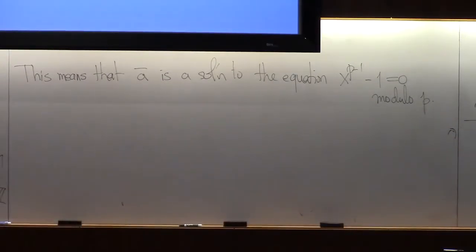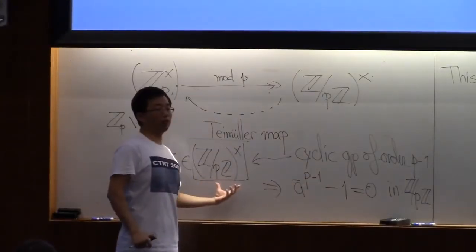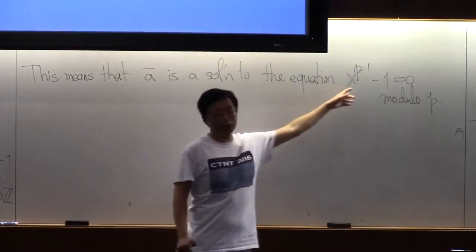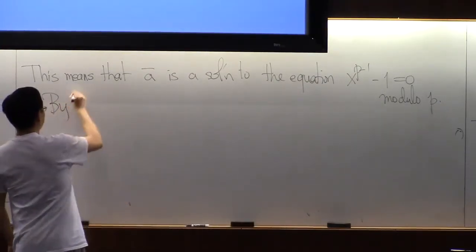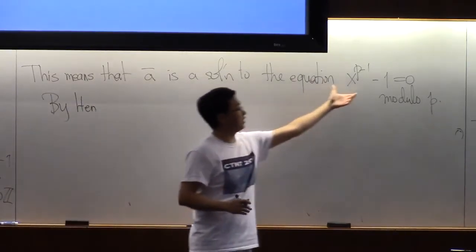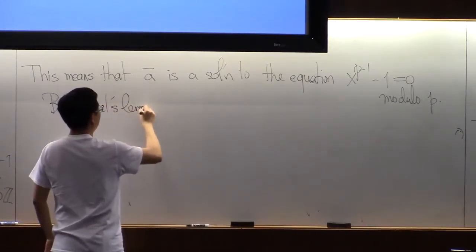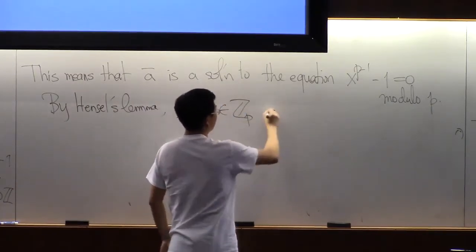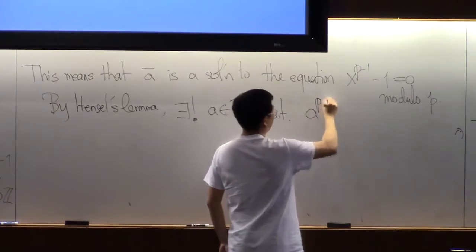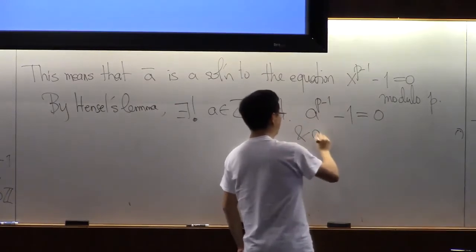Because a bar belongs to the cyclic group, raising a bar to the (p minus 1)th power becomes the identity element, namely 1 in the multiplicative group. In other words, a bar is a solution modulo p to the equation x^(p-1) minus 1. So by Hensel's lemma, and you can show that all the zeros of this one are exactly (Z/pZ)^×, so they're different, I can find a unique a in Z_p such that it's a solution to this equation, namely a^(p-1) equals 1, and a is congruent to a bar.